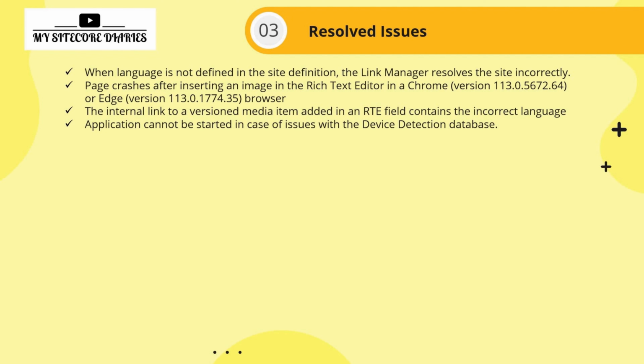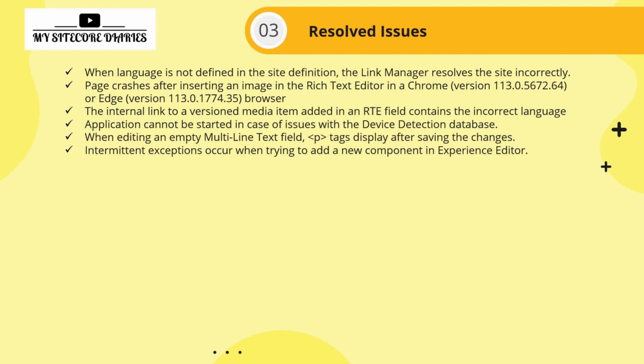Application cannot be started in case of an issue with the device detection database. So if your device detection database is not working, then your application is not getting started. That is also fixed. When editing an empty multi-line text field, the p tag is displayed after saving the changes. You have a multi-line text field, you don't provide a value, it is empty, it should not show any value, right? In this case the blank p tag was getting displayed. So that was fixed.